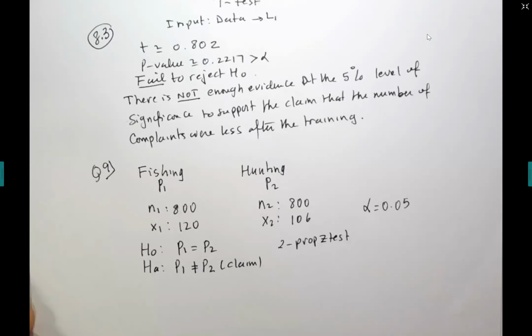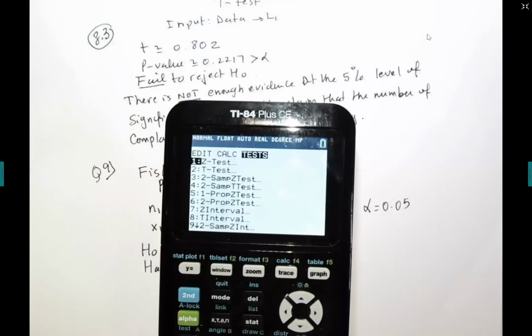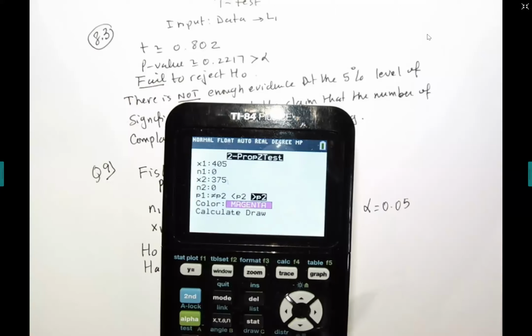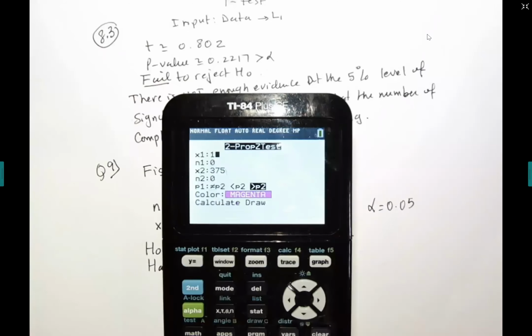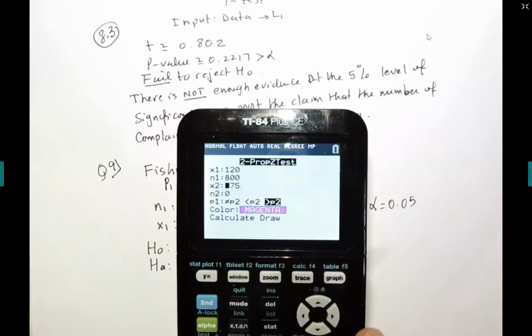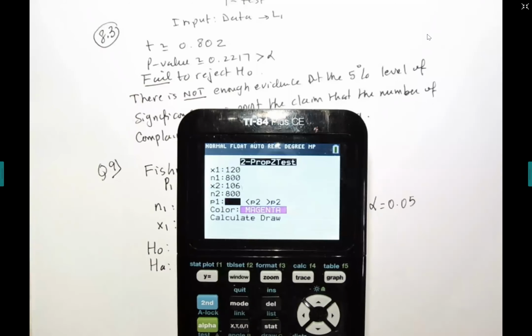Let me run the calculator screen and get this ready. So STAT, tests, two-proportion z-test. X1, guys, is 120. Remember, X1 is smaller than N1. Don't mix them up. X2 is 106, N2 is 800. And then we want to check P1 is different from P2 and then hit calculate.